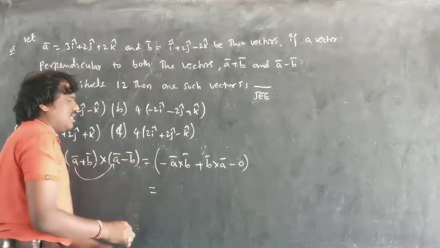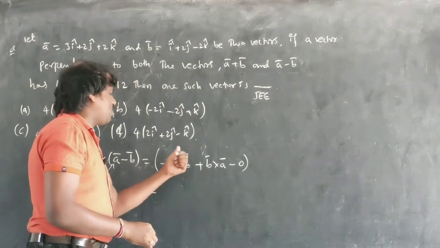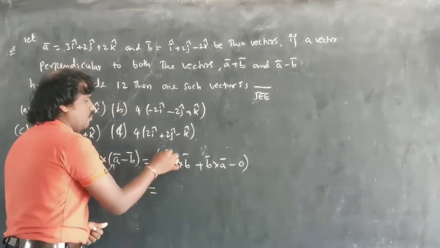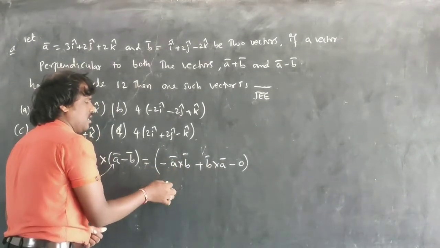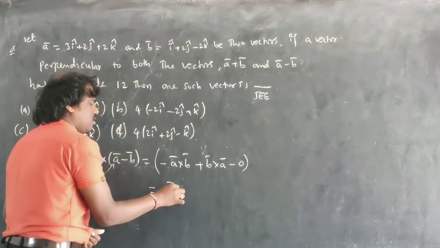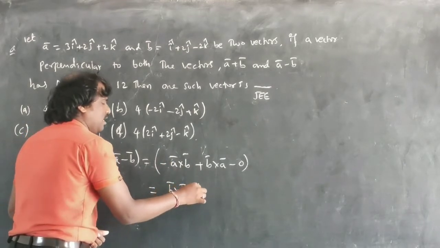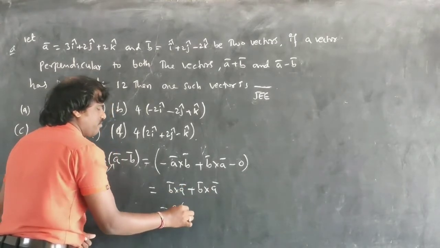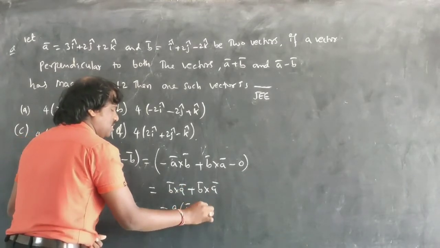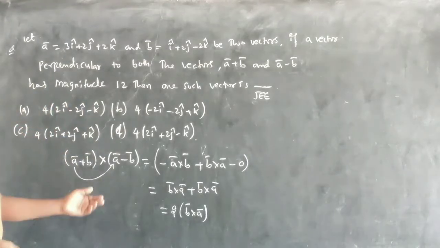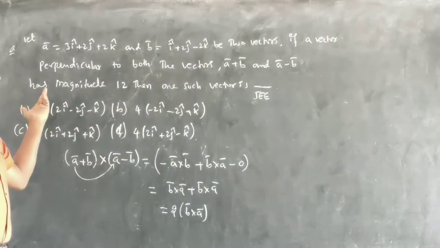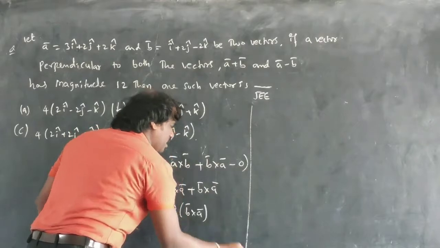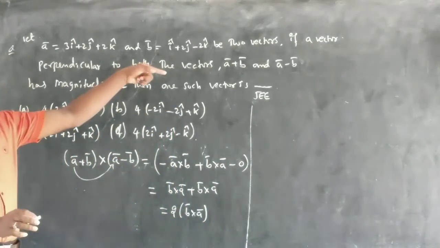So the result is minus A cross B plus B cross A. To make this positive, I can change minus A cross B into B cross A, so it becomes B cross A plus B cross A. It means the result is 2 times B cross A. So you have to find 2 times B cross A, and that is your final answer. That's it. This way also you can do it, and that way also you can do it.